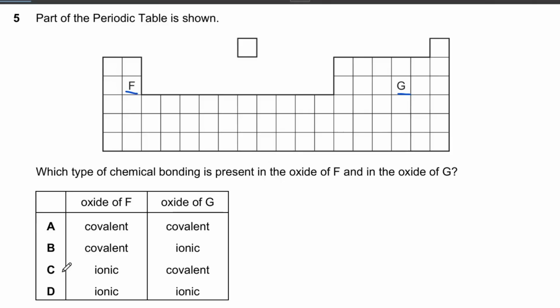So therefore, our answer is C, because ionic bond is between a metal, which is F, and a non-metal, which is oxygen, oxide of F. And then covalent bond is between non-metals. G is a non-metal, and then oxygen is also a non-metal. So C is our correct answer.